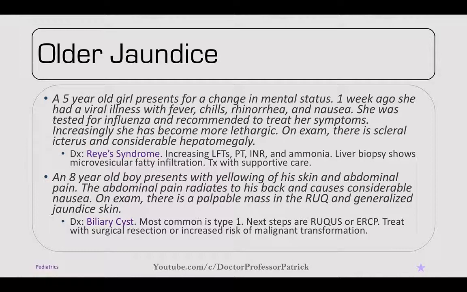This is a biliary cyst. The most common is type 1. And the next best step is right upper quadrant ultrasound, or ERCP. And you want to treat this with surgical resection because there's an increased risk of malignant transformation.